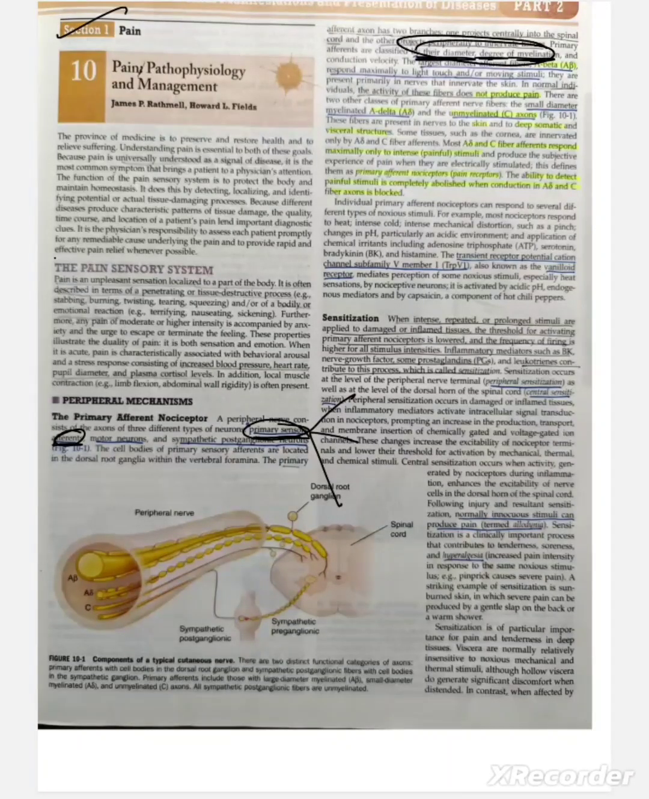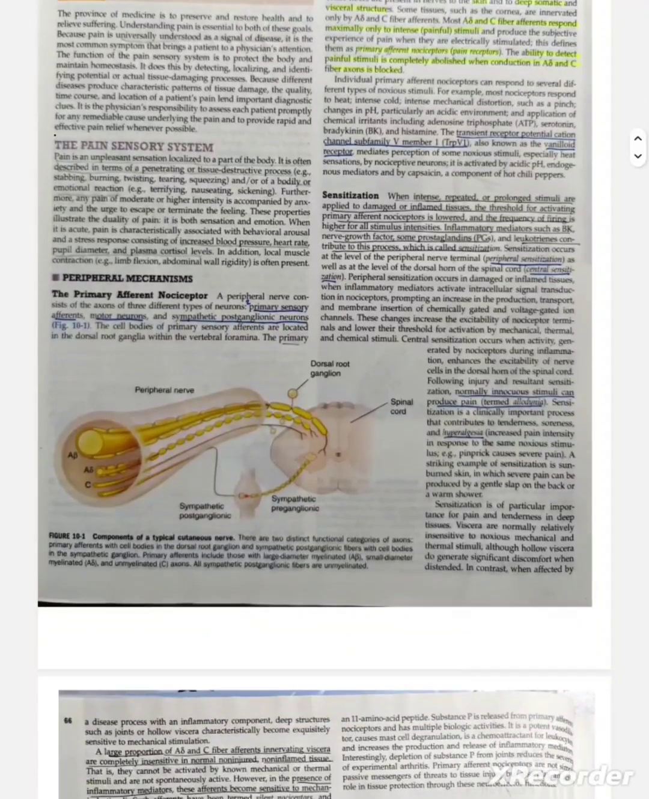With respect to this we can differentiate the primary sensory afferent neurons into three types: A beta, A delta and C. A beta's function is to sense normal touch, not painful touch, and A delta and C's function is to sense painful touch. Most A delta and C fiber afferents respond maximally only to intense painful stimuli, but A beta, which is a large diameter myelinated fiber, senses normal touch.